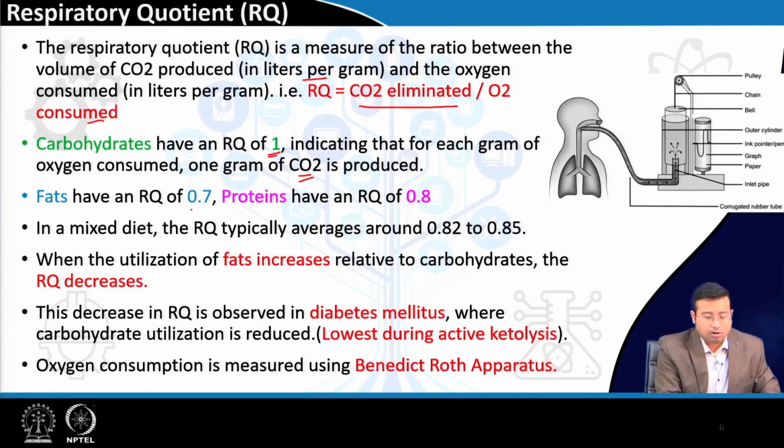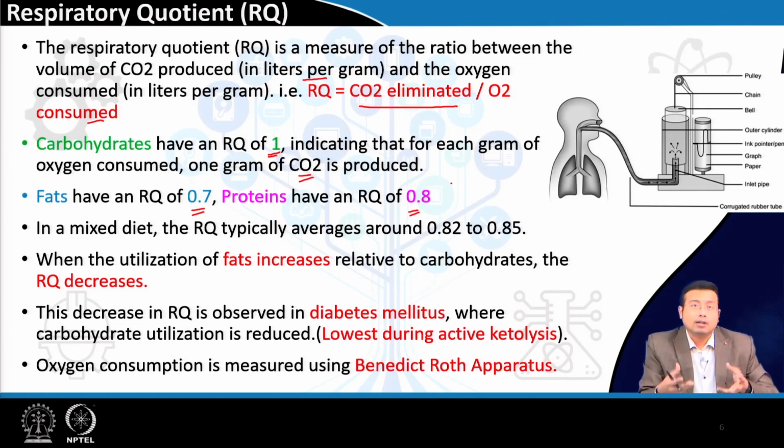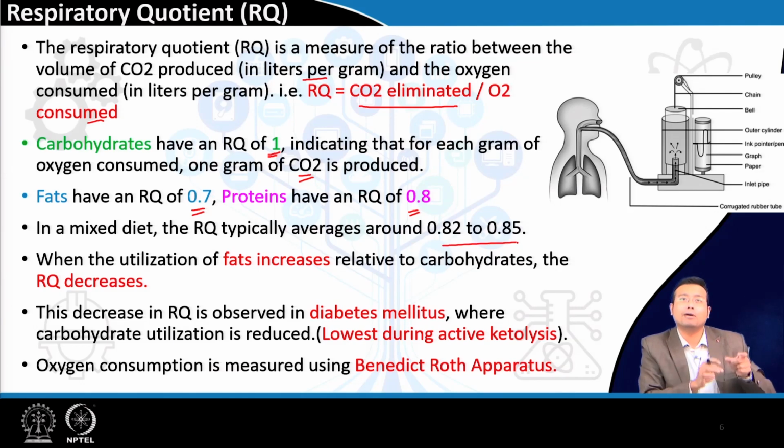Similarly, fats have 0.7 and proteins have 0.8. However, as you know, in our diet everything is mixed up. So, in an ideal balanced diet, the respiratory quotient is 0.8. It is actually 0.82 to 0.85, but for exam purposes, if the values are very close, 0.6, 0.7, 0.8, 0.9, the answer will be 0.8.